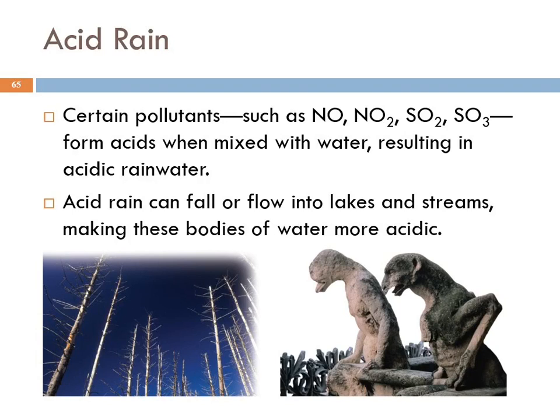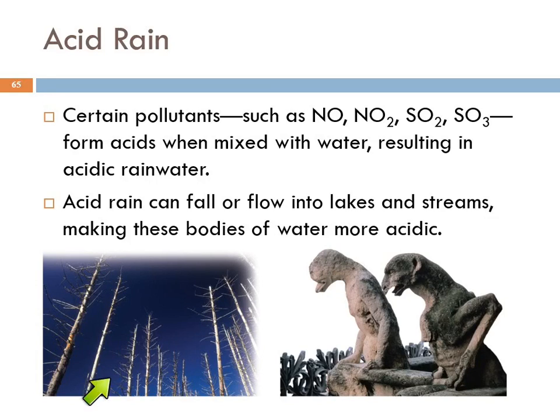Acid rain. You've probably heard of this. Some pollutants, including these guys up here, will form acids when they mix with water. There's water in the atmosphere, right? So these pollutants come out of chimneys or vehicles. They combine with the water in the atmosphere and form an acid. Then when it rains, the acid comes down with the rain. So that can flow into lakes or streams and make the bodies of water more acidic.